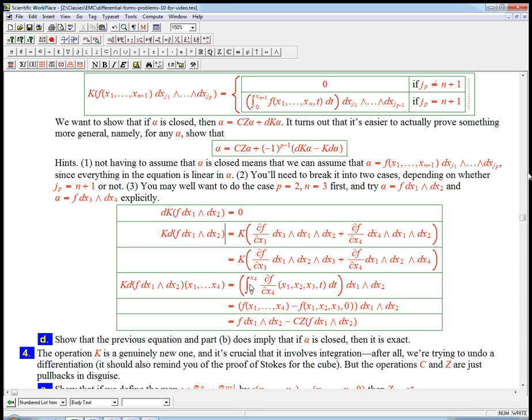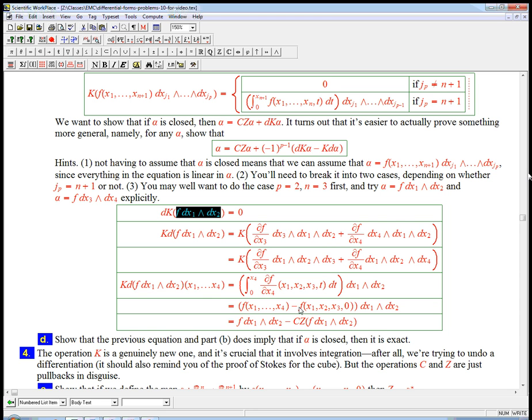So we're going to get the integral from 0 to x4 of this function, the derivative with respect to x4, evaluated at x1, x2, x3, and t, dt, and then times whatever's left without the dx4, which is dx1 wedge dx2. Hey, that's where the fundamental theorem comes in. That's going to be just f evaluated at x1 through x4 minus f evaluated at x1, x2, x3, 0, and then times the dx1 wedge dx2. Okay, well, so certainly f dx1 wedge dx2, that's what we started with. If that's alpha, then that's just going to be alpha here.